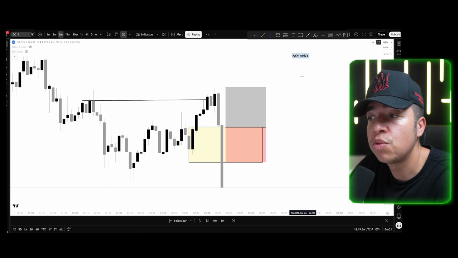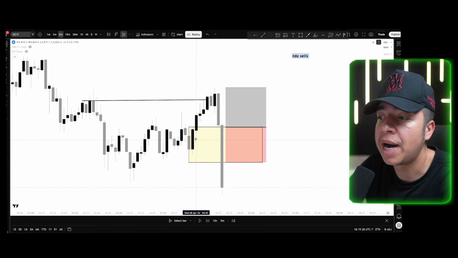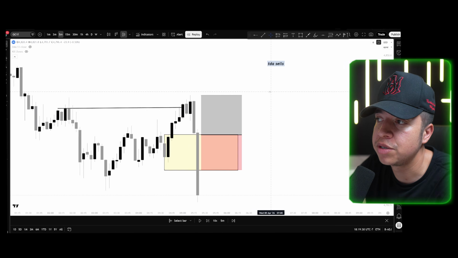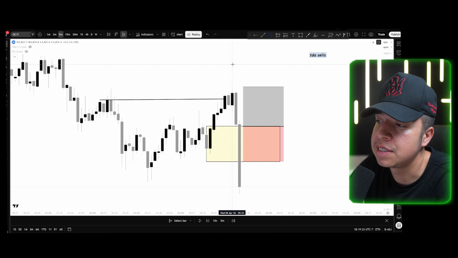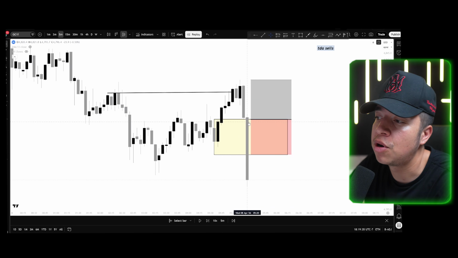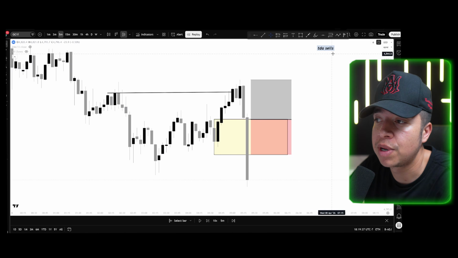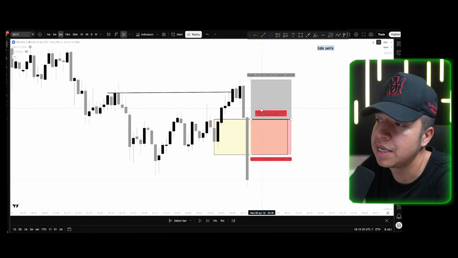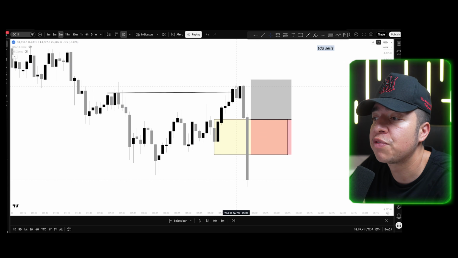So what are we gonna do? We're gonna wait for demand or buyers to lose before we enter the trade. So we say, okay, TDA is sells. I see this demand setup. Oh, I wanna take it, but my higher time frames are saying we're looking for sells. So I'm not gonna take this trade. Instead, I'm gonna wait for them to lose.